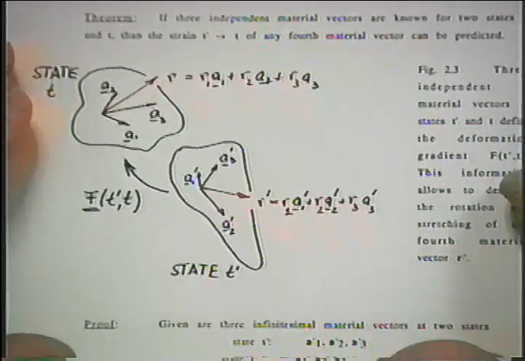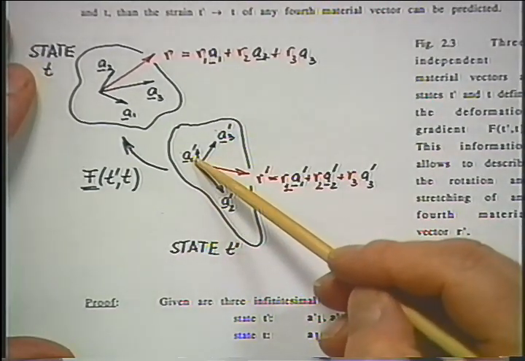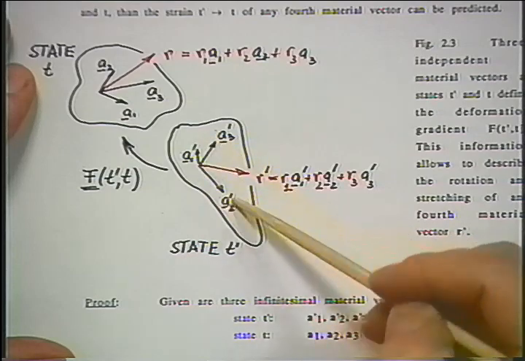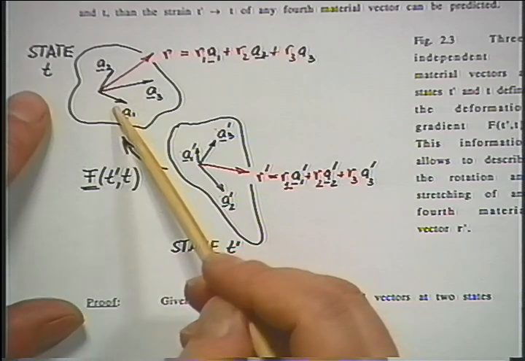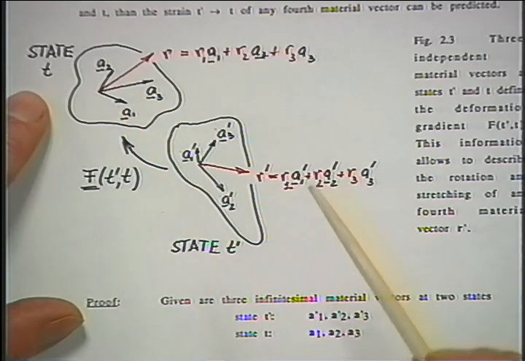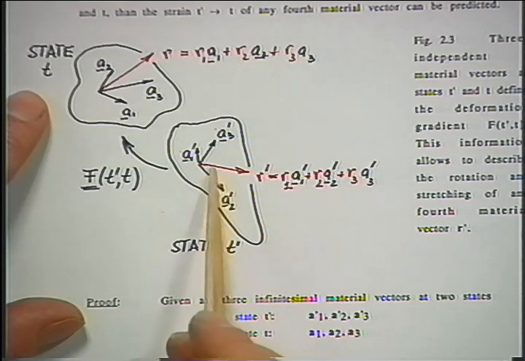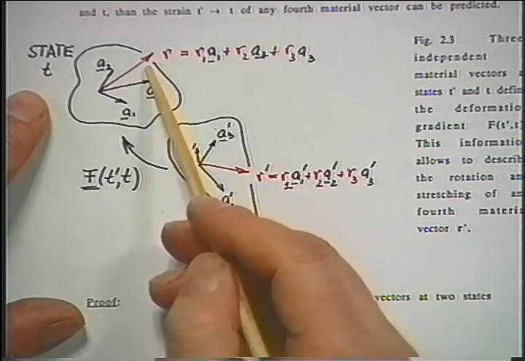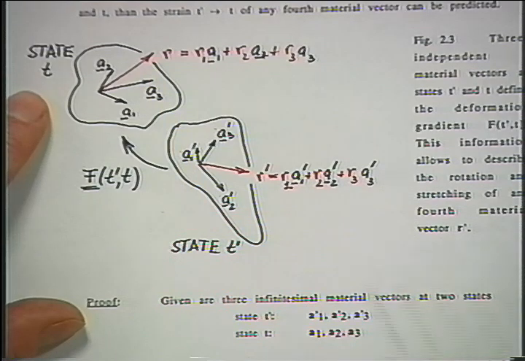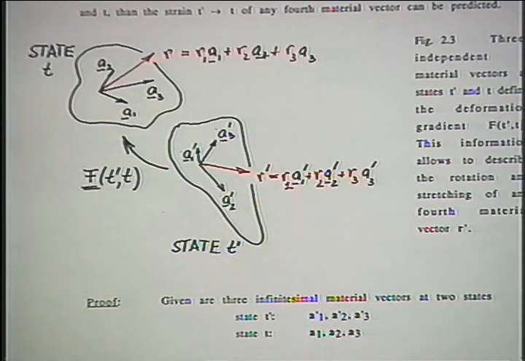And the theorem goes something like this. It says, if we know A1, A2, and A3 in the prime state, and we also know them at the later state T, then we can calculate the relation between any vector. We would call that vector, say, R prime, as it transforms from R prime to R. So all the A's, all the black material vectors, are given, and we want to relate R prime and R, to see whether this works.